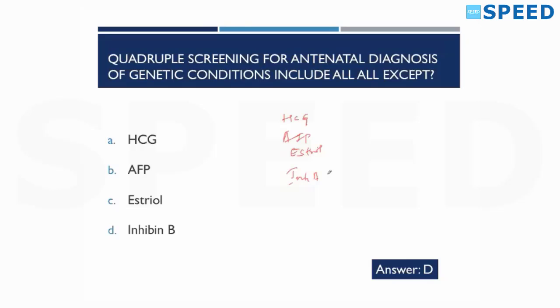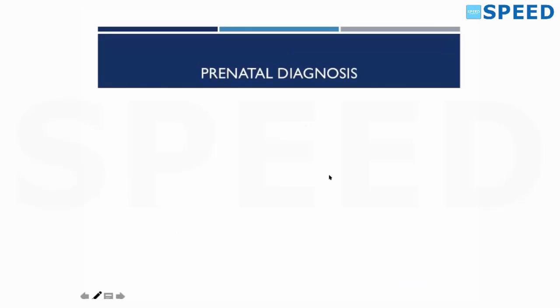This brings us to a topic called prenatal diagnosis, where we are using various non-invasive as well as invasive procedures for the prenatal diagnosis of various chromosomal disorders. Now, not all non-invasive or invasive tests are done during the first, second, or third trimester. A few specific tests are done only in the first trimester, a few in the second trimester, and a few in the third trimester.